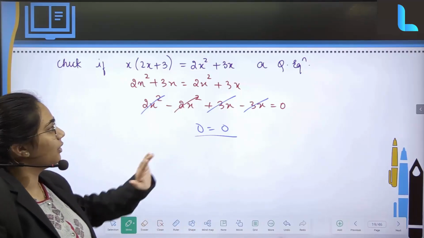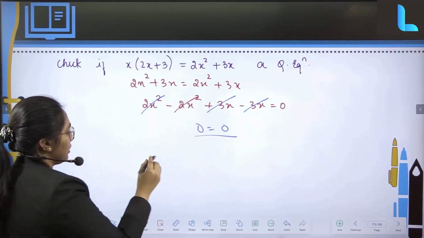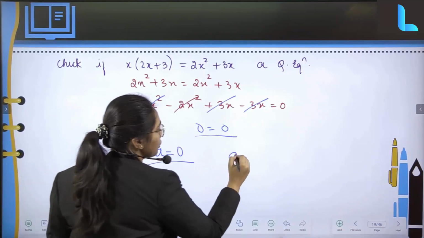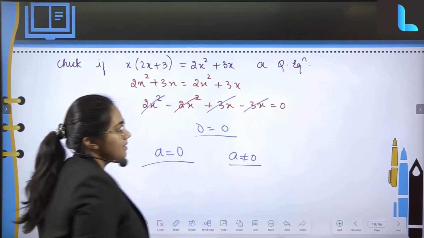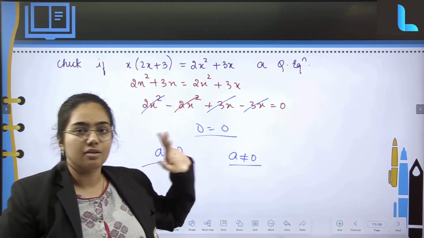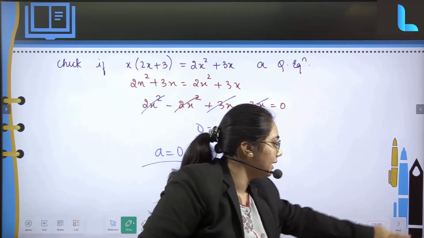So if it is 0, it is not at all a quadratic equation. The basic principle is that a should not be equal to 0. Right. Hence, whatever they have given is not going to form a quadratic equation.